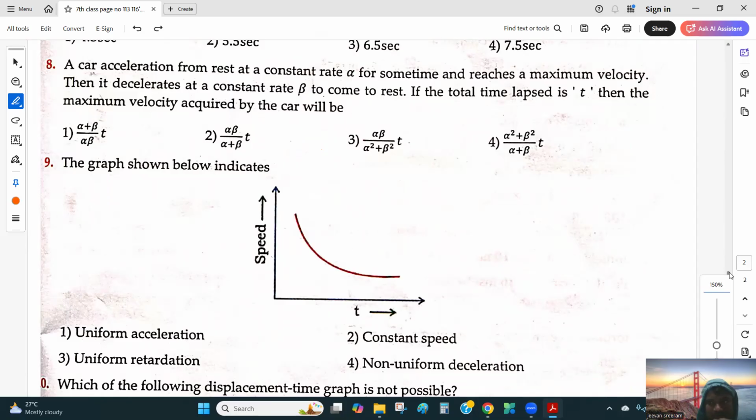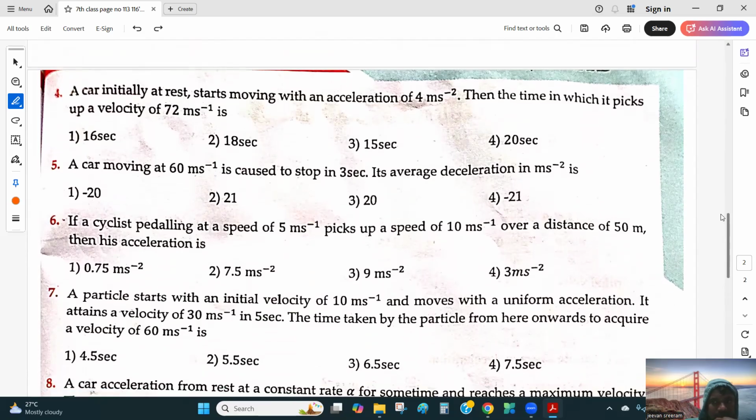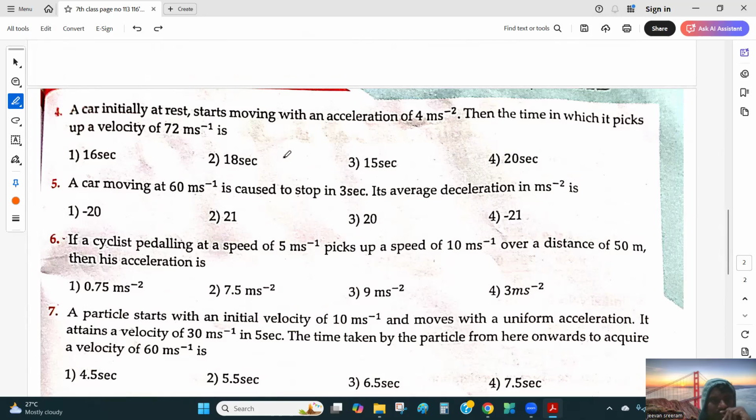Let's see. Initially at rest, which means u is equal to 0, with an acceleration a, and the time in which it picks up velocity 72. Okay, this is in meters per second. So this is the final velocity.